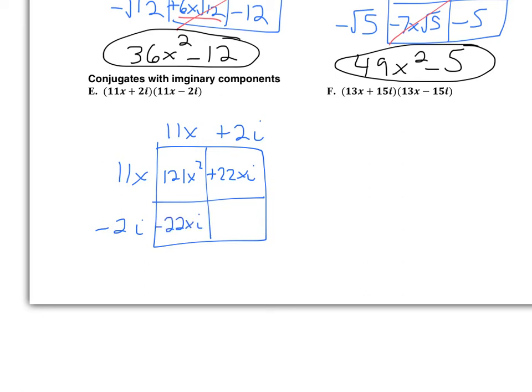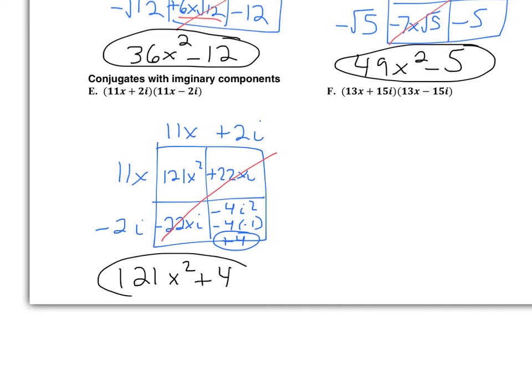And negative 2 times positive 2 is a negative 4i squared. So it is the difference because we have minus 4i squared. But what changes is i squared is negative 1. So when we have imaginaries, we actually have a positive number at the end. But 22xi and negative 22xi still add to 0. So we get 121x squared plus 4. So when it's imaginary, the difference of squares actually has a positive because we have the i values.